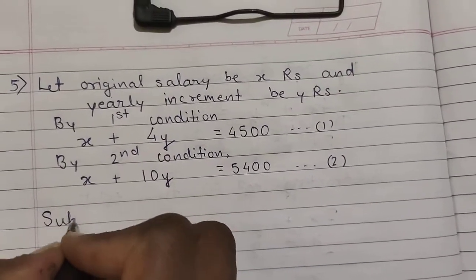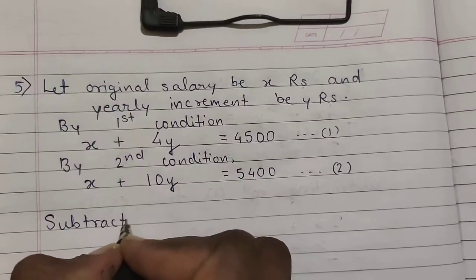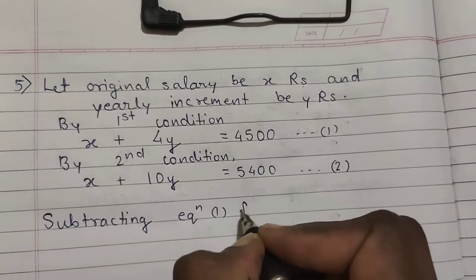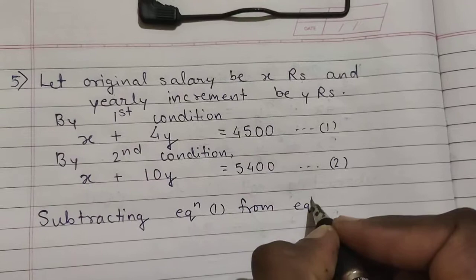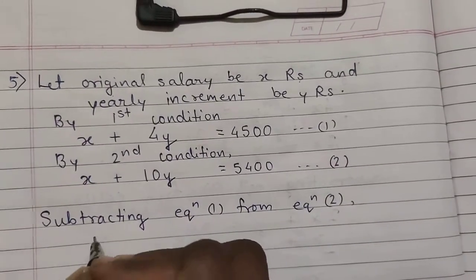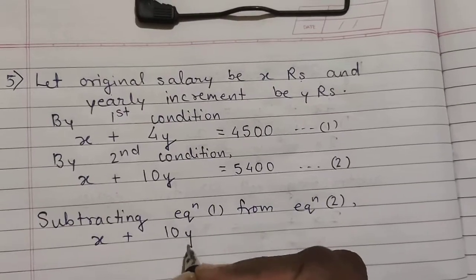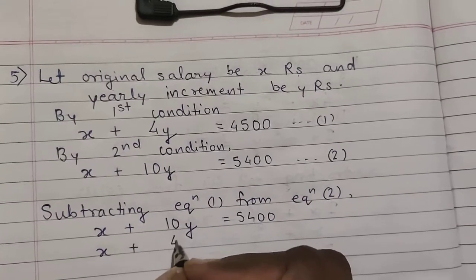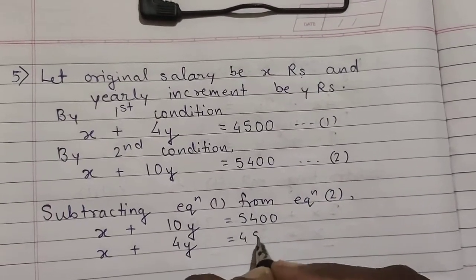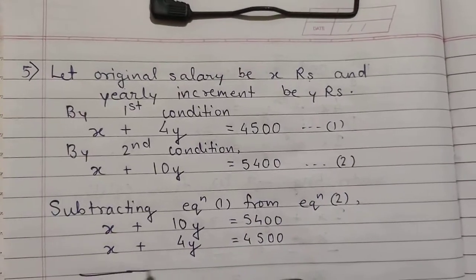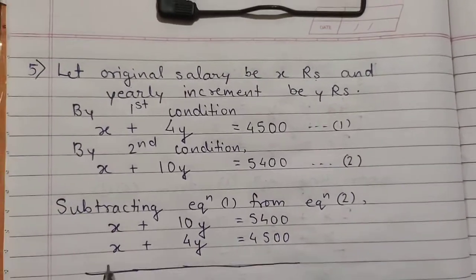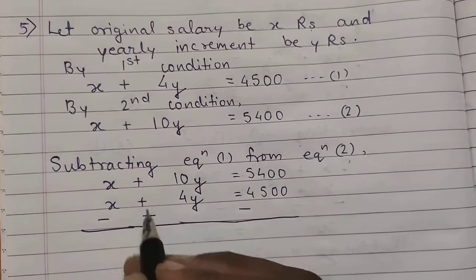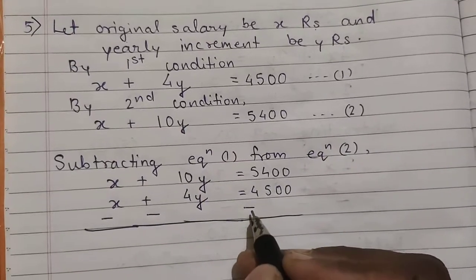Okay, so let us do that. Subtracting equation 1 from equation 2. From equation 2 means you are going to write equation number 2 first, and then equation number 1, that is x plus 4y equals 4500. Now students, you are subtracting, so you need to change the sign of the second equation. So this positive becomes negative, this positive becomes negative, and this positive becomes negative.